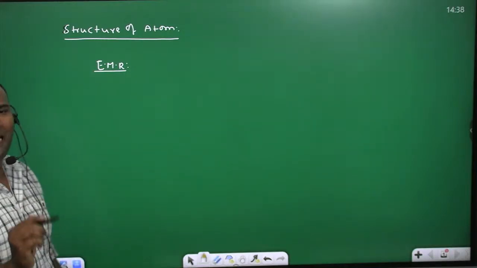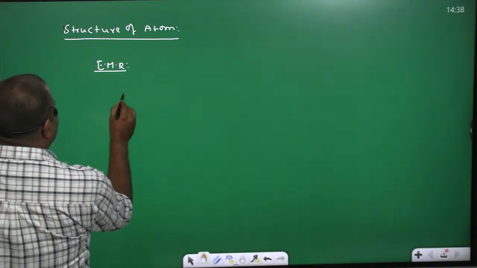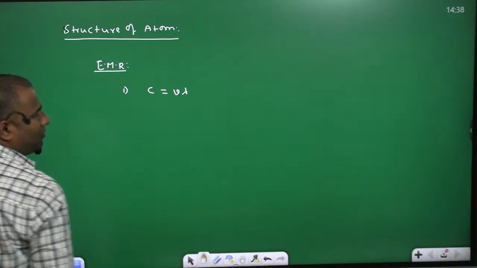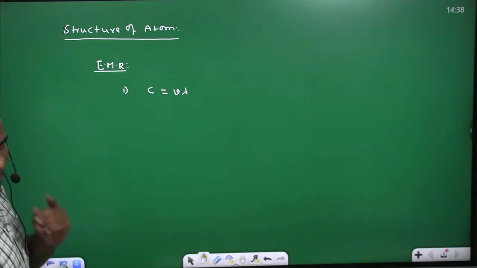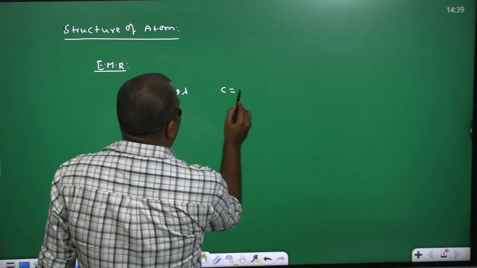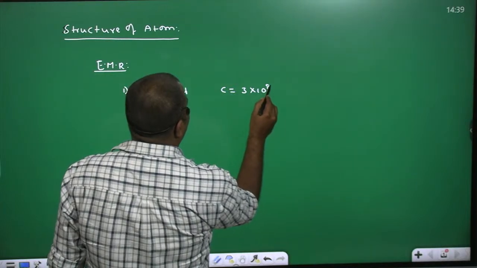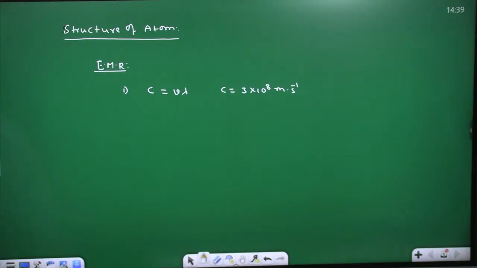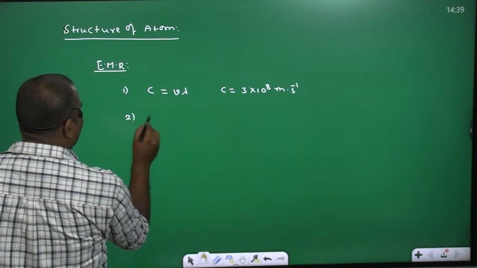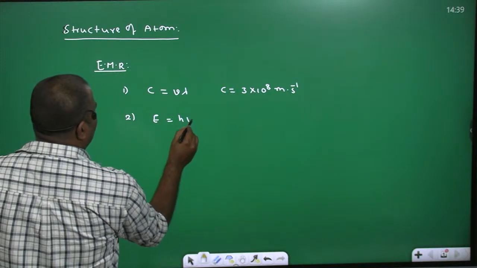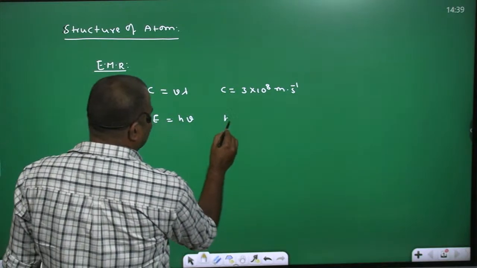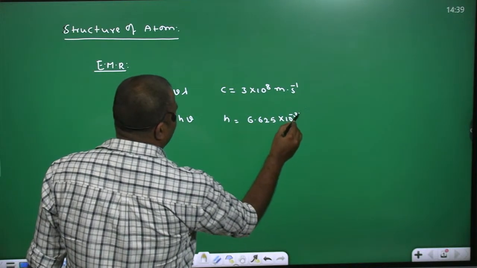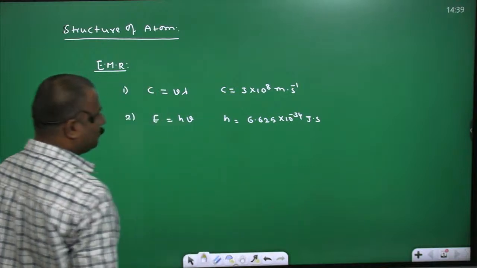You just recollect as the numbers. The first one is C, means velocity of the light equal to frequency into wavelength. The value of C equal to 3 into 10 power 8 meter second inverse. That is the constant actually. If you need to write energy of any given radiation, you can write E equal to h nu, where h is Planck's constant, the value is 6.625 into 10 power minus 34 joule seconds.